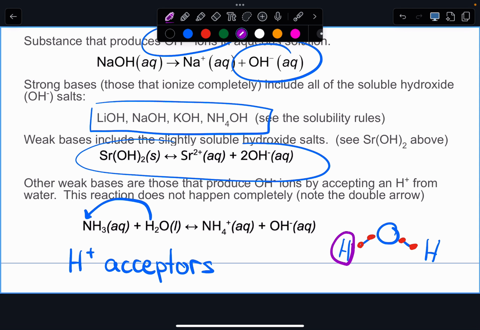Okay, so those are the strong bases. Other bases will be weak bases, and that means that they will not react completely. So when you stick ammonia in water, some of it's going to stay as ammonia. Some will produce ammonium and hydroxide. A lot of it's going to stay as ammonia, though.